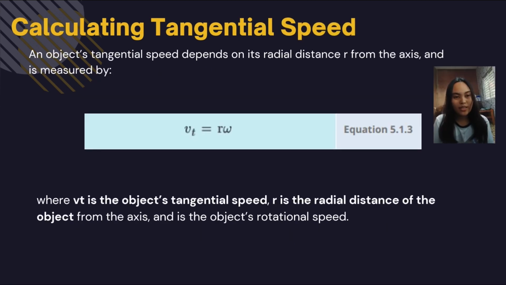Next, we have calculating tangential speed. An object's tangential speed depends on its radial distance, or r, from the axis and is measured by this. This formula in equation 5.1.3 will also be utilized later on when examples are shown, where v_t is the object's tangential speed, r is the radial distance of the object from the axis, and ω is the object's rotational speed.